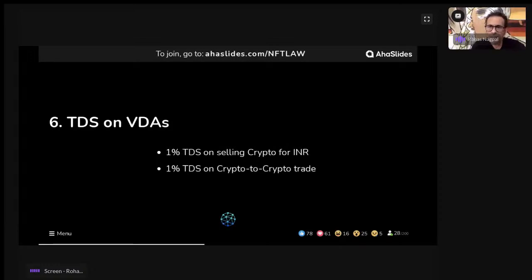Will TDS be applicable in case other than converting to rupees? Yeah, so even crypto to crypto trades, Himanshu, like you can see on your screen here, a crypto to crypto trade also gets covered by TDS.